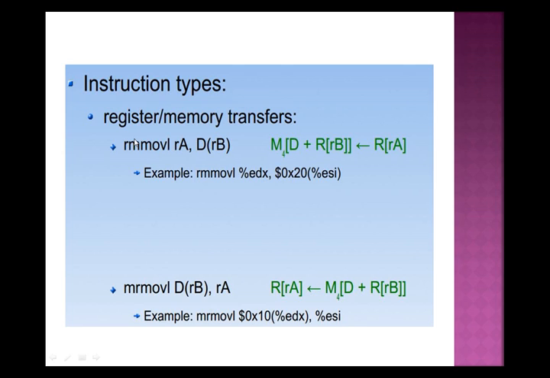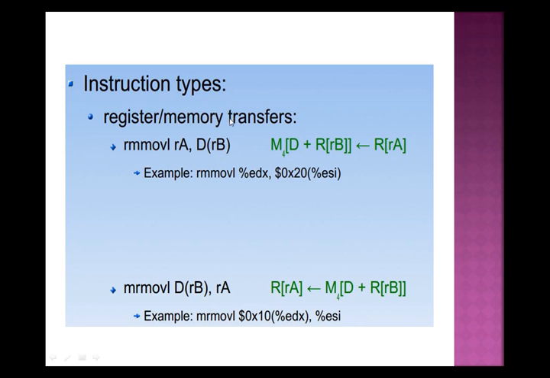What are the instruction types? The first one is register-memory transfer, which means how we can transfer the content from the register to the memory, from the memory to the register, from memory to memory, or from register to register. That is done by multiple instructions, and that comes under the topic of instruction types. The first one is memory or register transfer. So the first instruction is RMMOVL RA, D(RB).